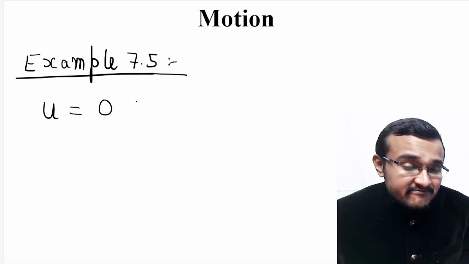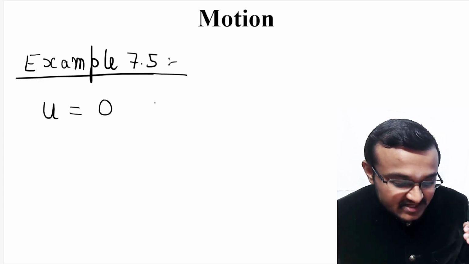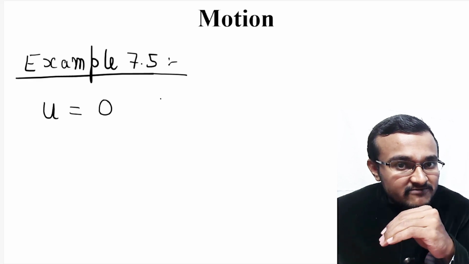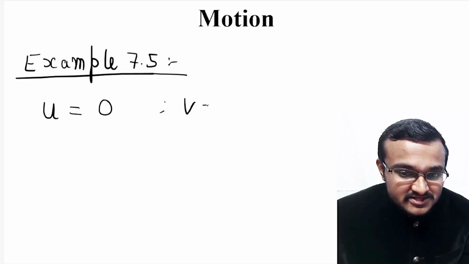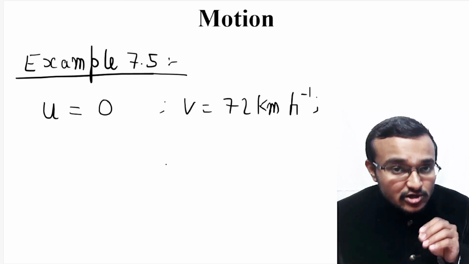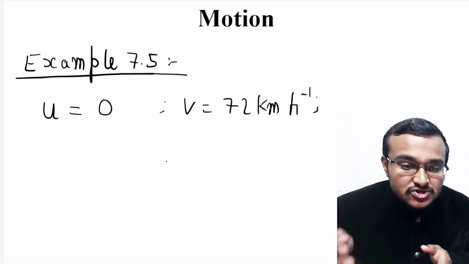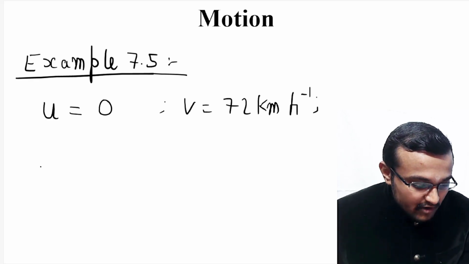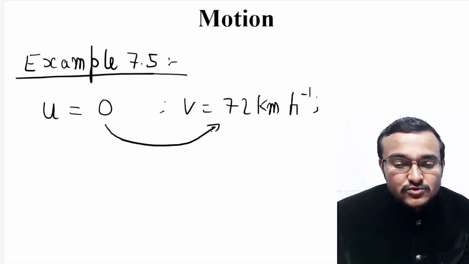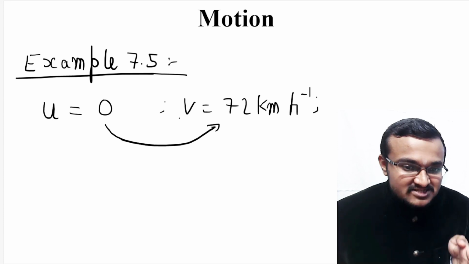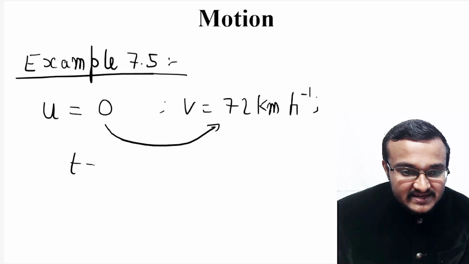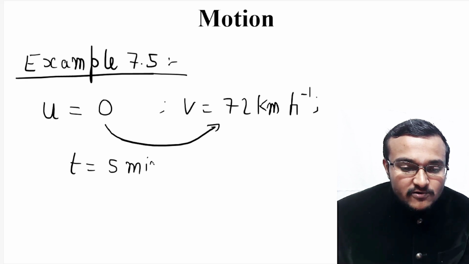Now they have given the final velocity as well. This train will accelerate uniformly and reach a particular final velocity, which is 72 kilometer per hour. This is the final velocity that this train reaches. They have also given the time to reach from 0 velocity to 72 kilometer per hour velocity. Starting from rest to reach 72 kilometer per hour speed, this train is taking 5 minutes. So time will be equal to 5 minutes.